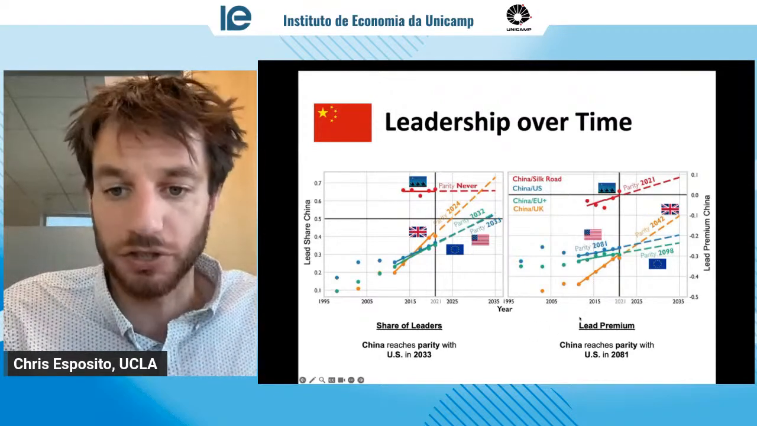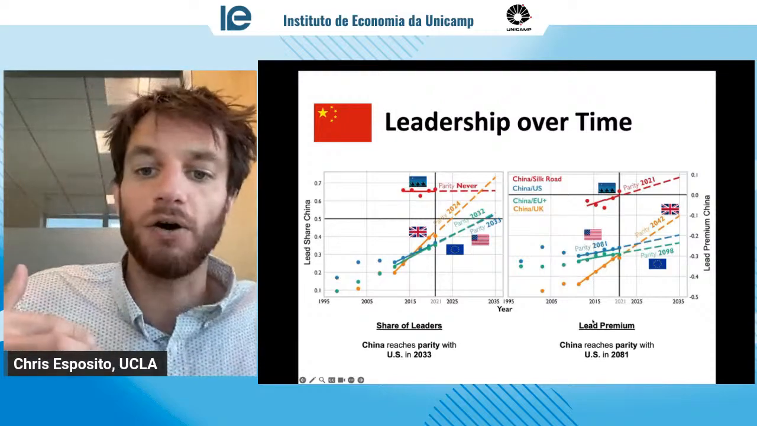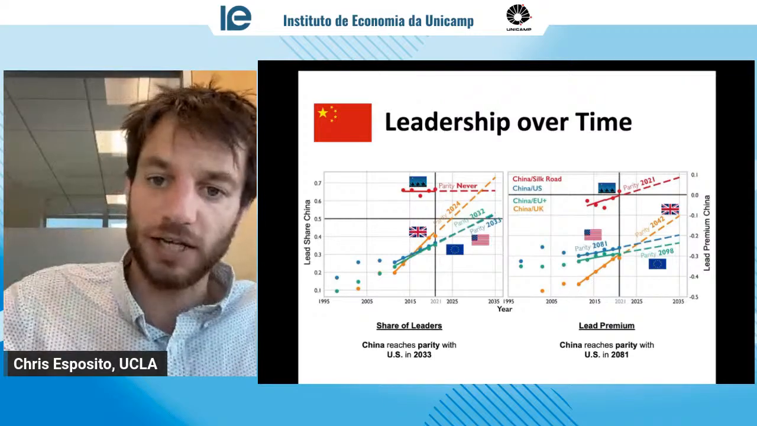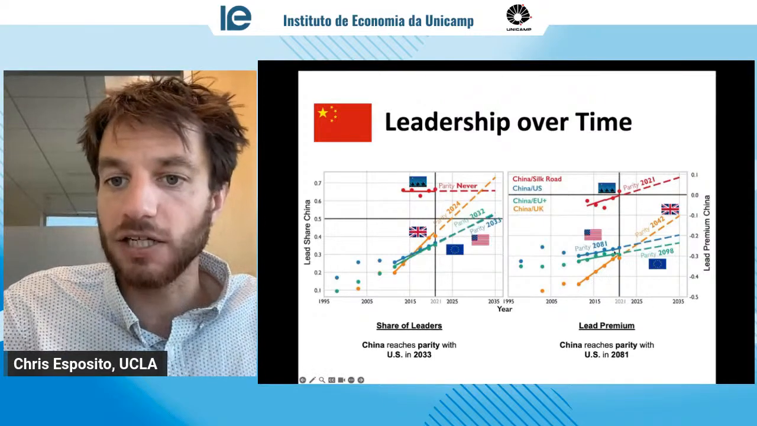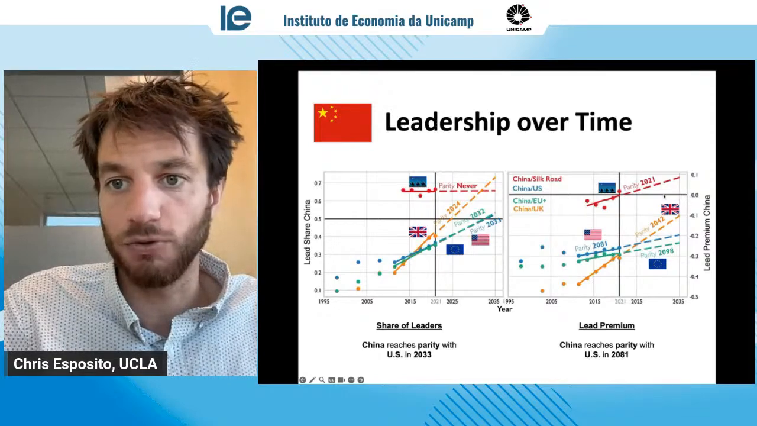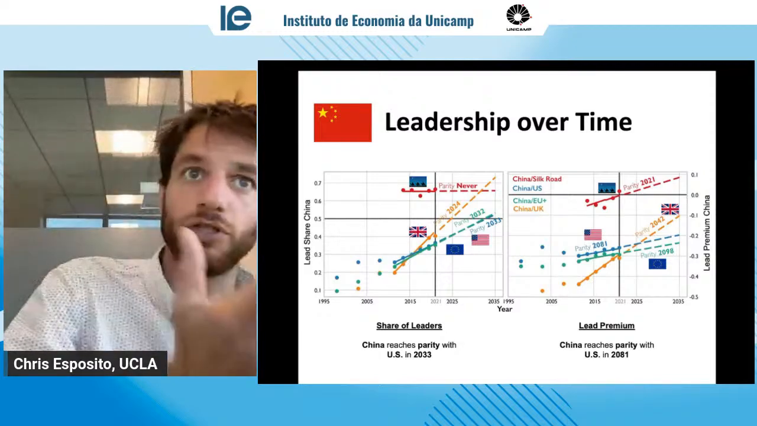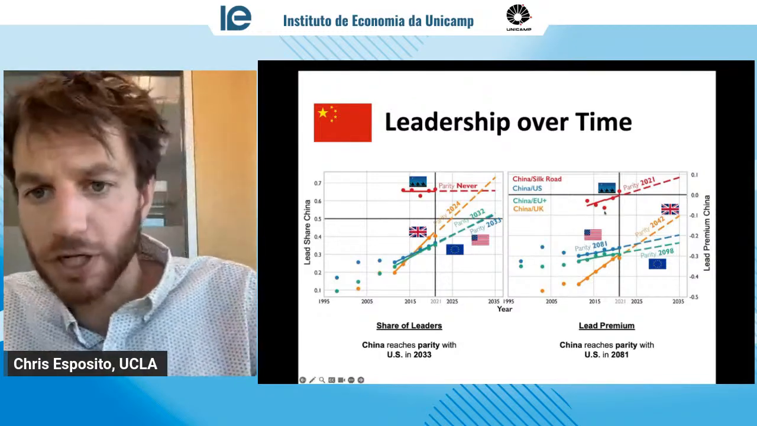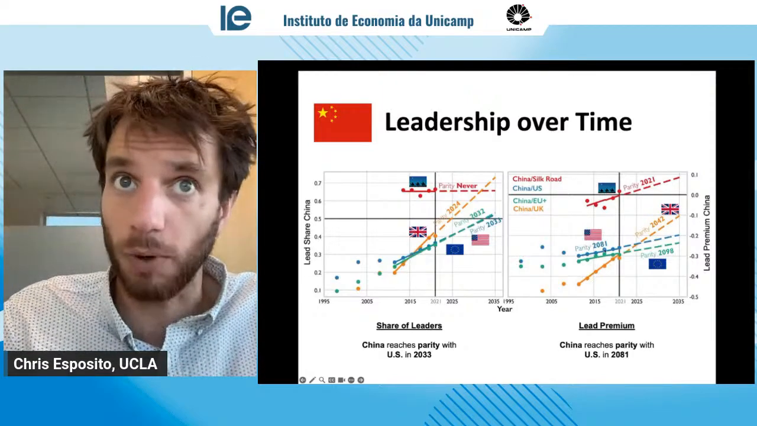So our second measure is the lead premium, and that's shown on the right. Here we're basically now also punishing China, if you will, for having many supportive scientists. We again plot these relationships, and in this case, parity is reached when you hit a value of 0, because that's to say that your lead share is equal to your supporter share relative to the other country. In this regard, we predict parity for the United States and China in 2081.